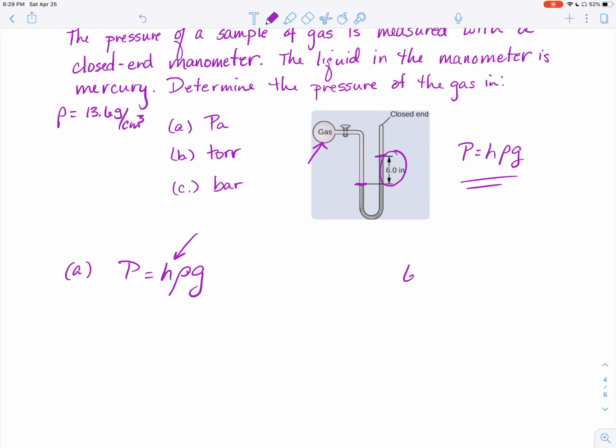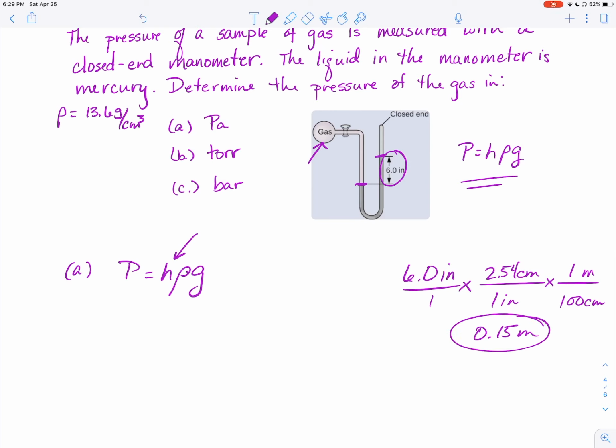And so we'll do that really quick over to the side. 6.0 inches. We're going to convert that. I'm going to go through, I think, centimeters. So for every 1 inch, that's equal to 2.54 centimeters. And then we'll convert centimeters to meters. For every 100 centimeters, that's equal to 1 meter. And then it ends up being a value of 0.15 meters. So that's the value we're going to use.